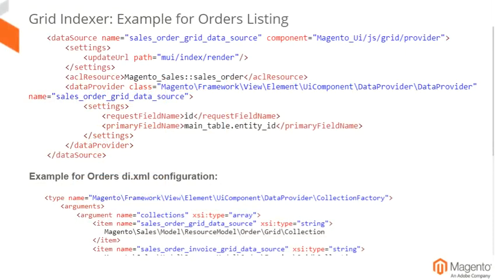This is a listing configuration for a sales order. As you can see, it uses an abstract data provider from the framework, not just from the Magento UI module, which is configured in the di.xml, as shown on the slide. This configuration from the Sales module di.xml file shows how grid tables are implemented for sales entities. It attaches special collection classes to data sources related to the sales entities.